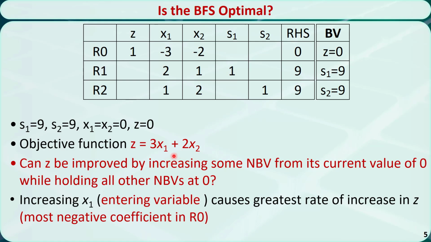Increasing x1 will cause a greater rate of increase of z. Let's check the tableau. x1 has the most negative coefficient in row 0. If we increase x1 from 0 to a positive number, it will become a basic variable. Because it is entering the set of basic variables, we call x1 the entering variable.